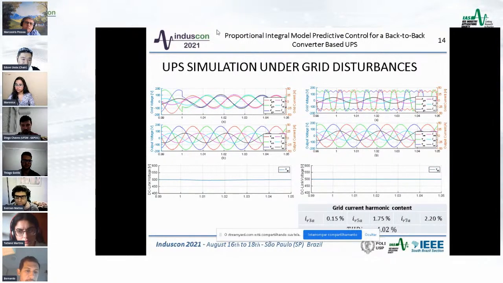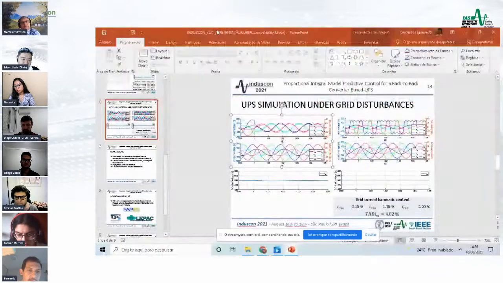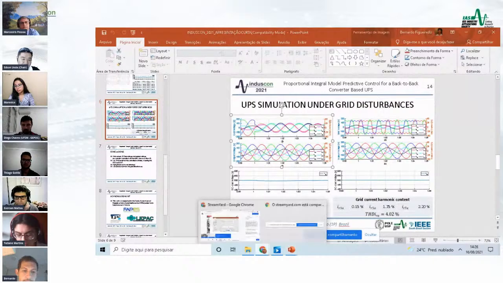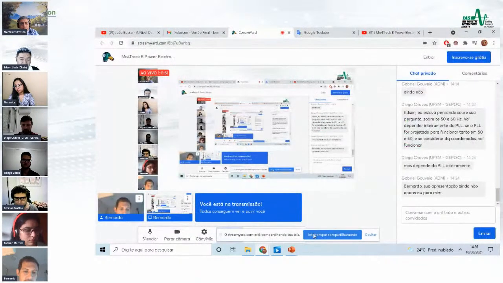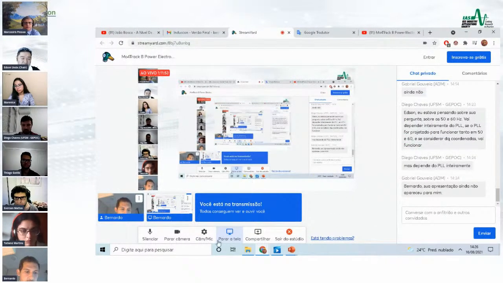But we've done the fast Fourier transform, and the THD levels are within the standard, so it's still under 5%.